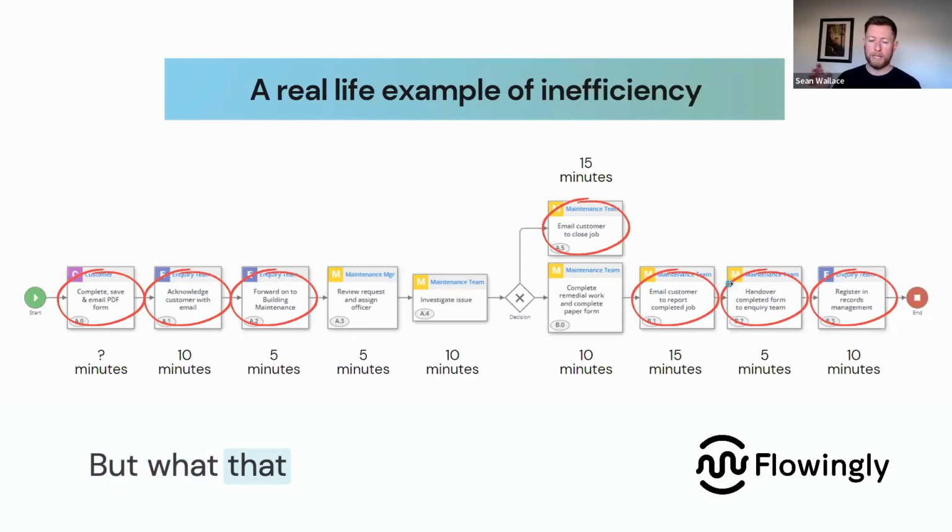But what that leads to is a process that takes 70 minutes in admin. For me, that's mind-blowing, that this process, every time I send a request like this to the council, takes 70 minutes. And this process runs for this council around 755 times a year, which is 880 hours of admin. It's about 22 weeks.